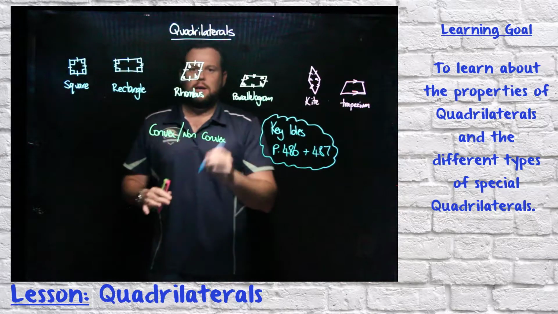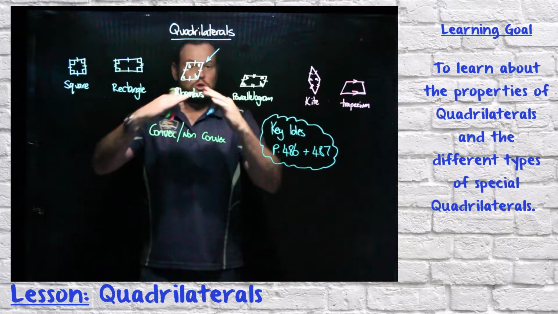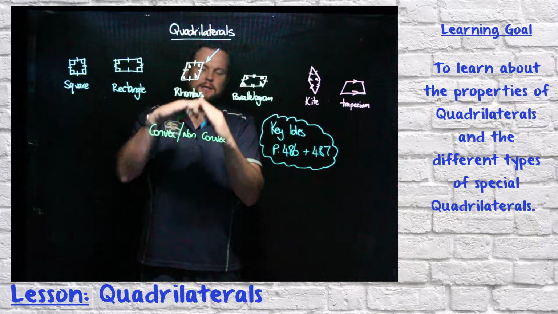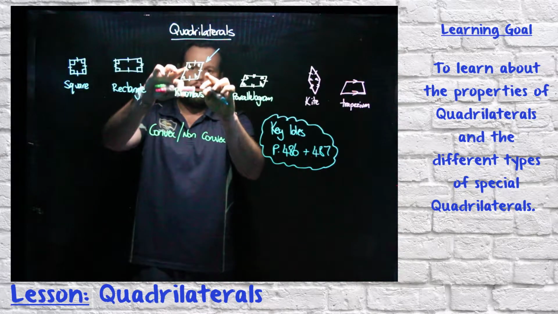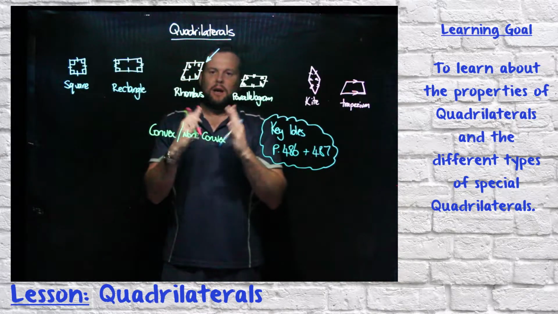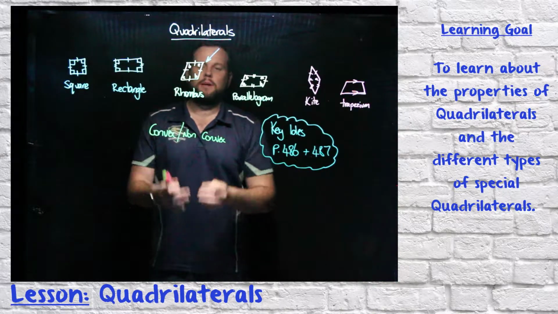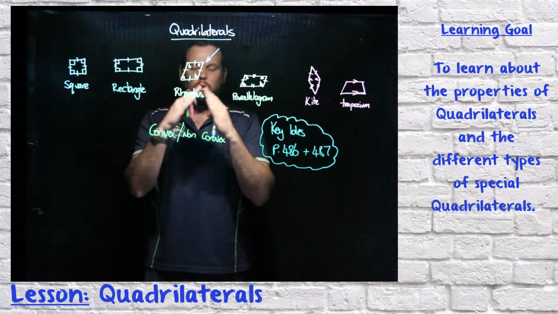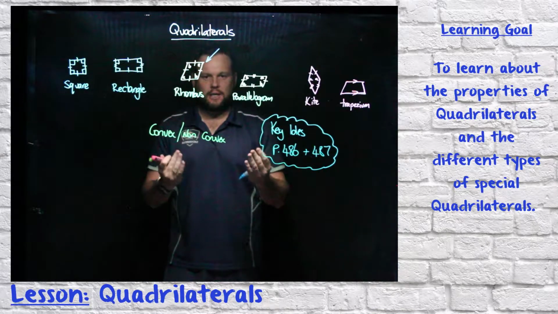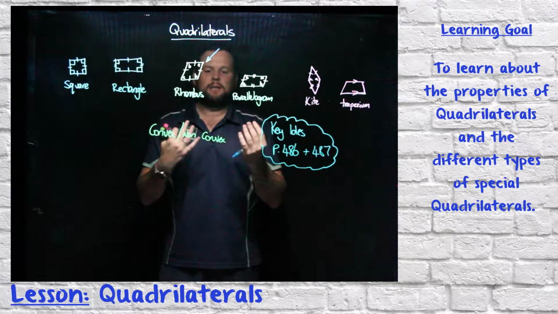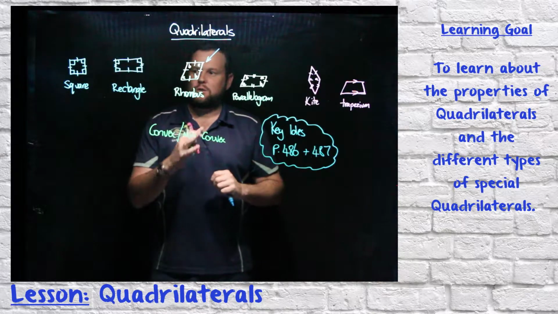So once again, if two sides meet, that's called a vertex. And there are obviously four vertices in a quadrilateral. A convex quadrilateral means that all of those vertices are pointing outwards. If you have a vertex that's pointing inwards, that means it is a non-convex quadrilateral.